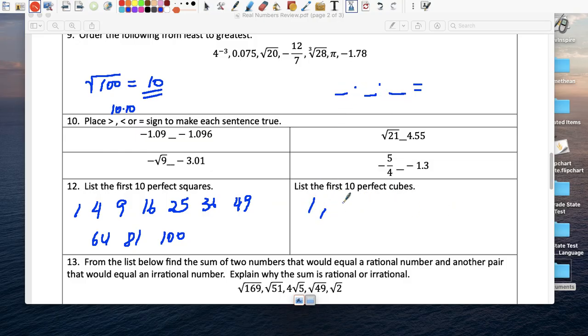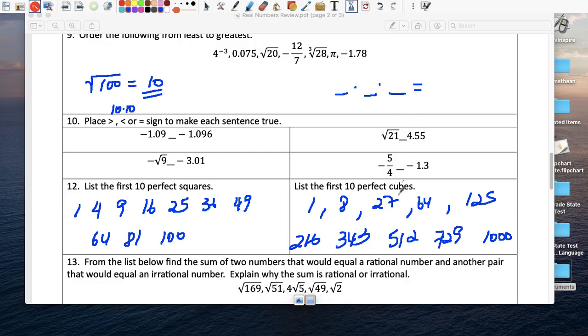1, 8, 27, 64, 125, that's 5 cubed, 216, 343, 512, which is 8 cubed, 729, and then 1,000.